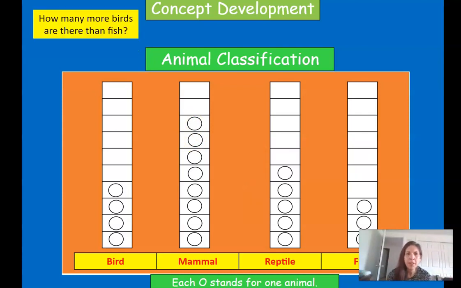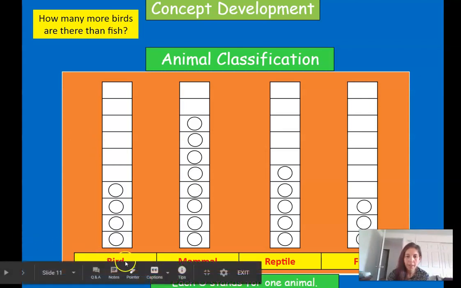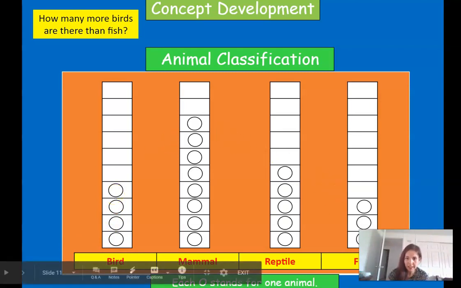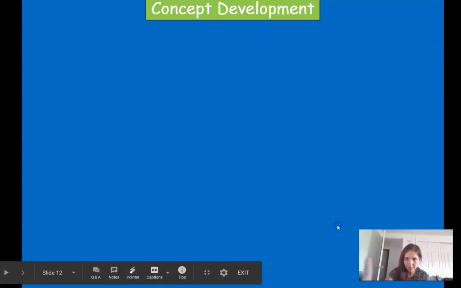How many more birds are there than fish? So first we need to look and find the birds. Where is the bird column? Right here. Birds. How many birds are there? 1, 2, 3, 4. How many fish are there? 1, 2, 3. 4 minus 3 equals 1.